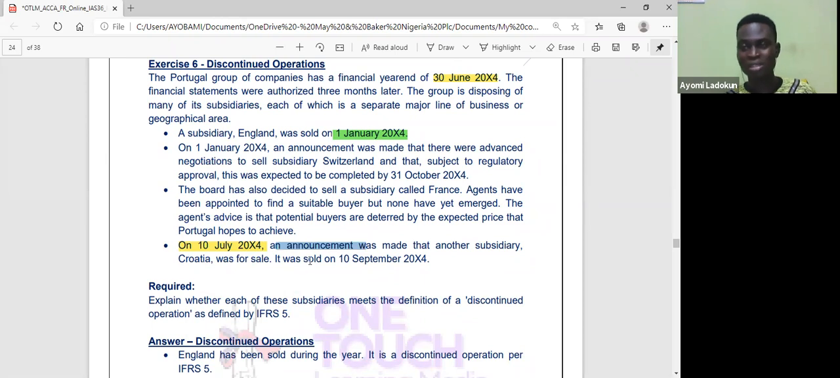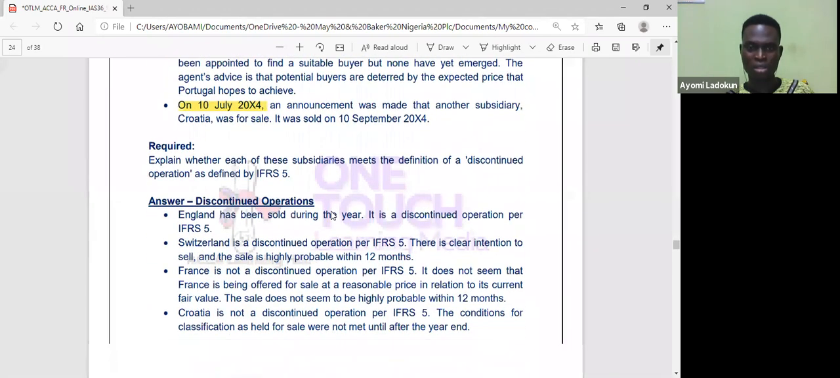It's not within the reach of IFRS 5. It's within the reach of IAS 10. So when we discuss IAS 10, you might likely understand better. Is that okay? So this is outside IFRS 5 because it's not within the year. So that date is very important. If you look at 1st January here, it was sold during the year. England was sold during the year, so I will take it as continuing operation. Can you see? Okay, so that's it.